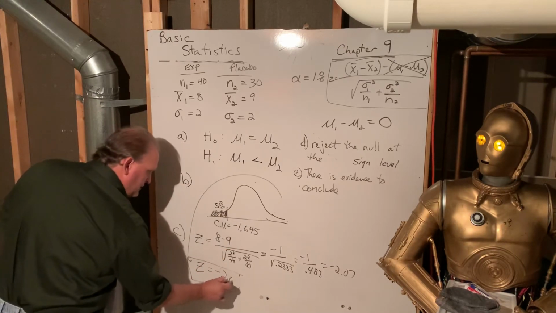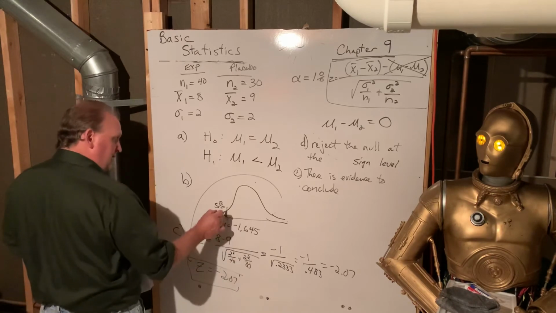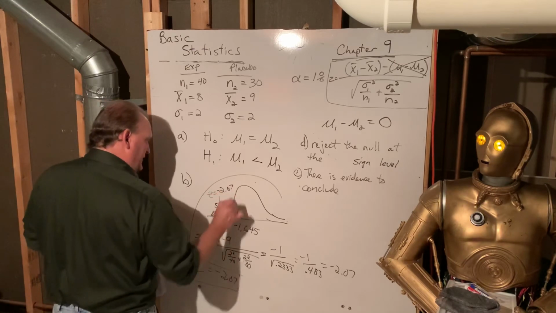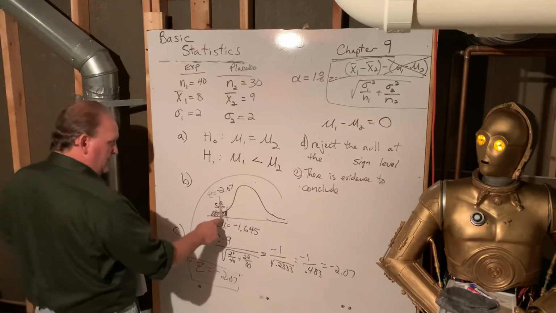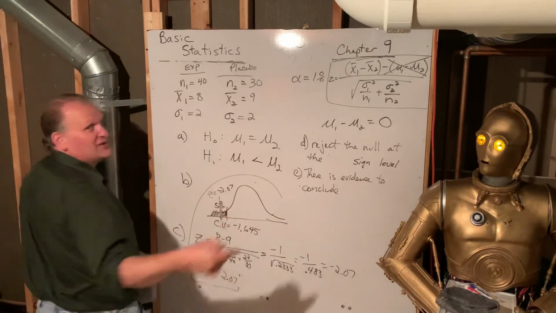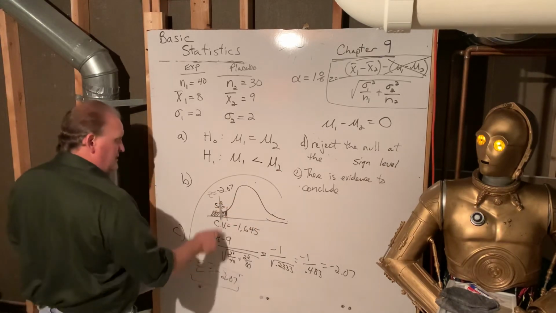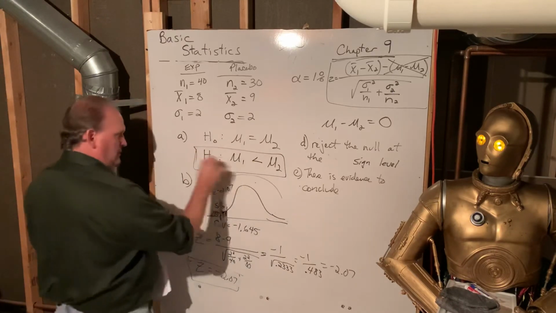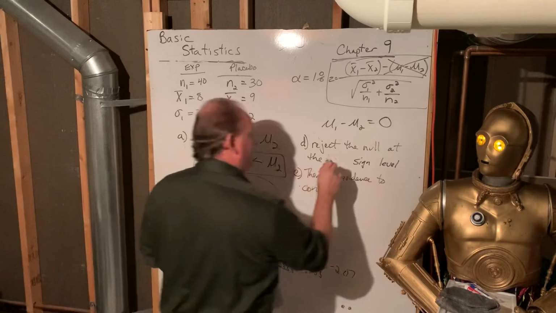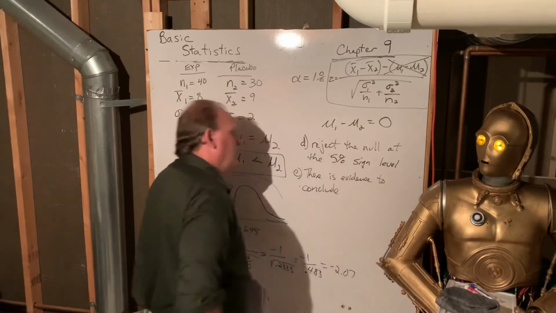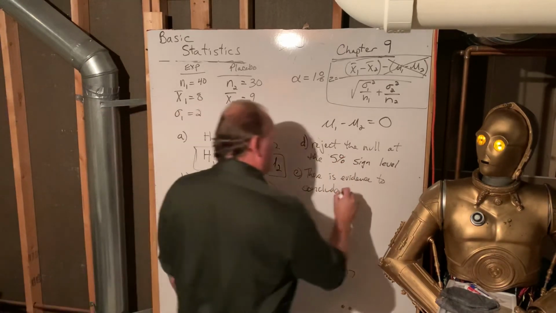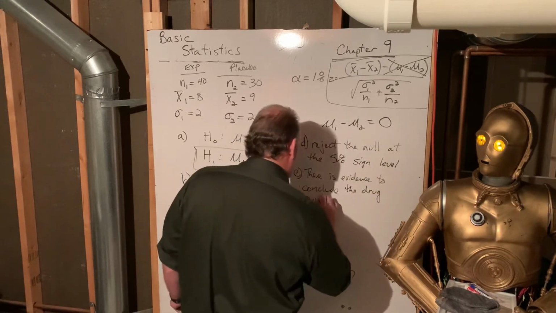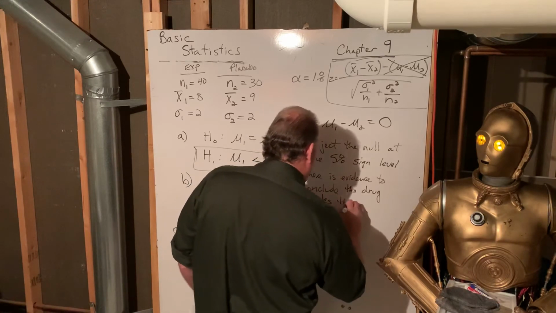So when we look at that z-score, negative 2.07, that is in the shaded area again. So here's z, negative 2.07. It's well into the rejection region, not as far as the 4.4 was on the other one, but it is. So we reject the null. We reject the null at a 5% significance level, and there is evidence to conclude the drug reduces the average recovery time.